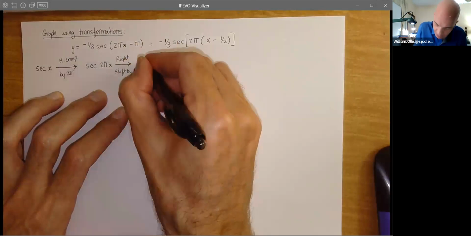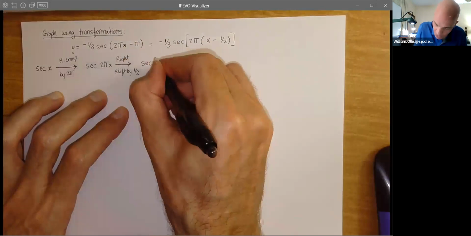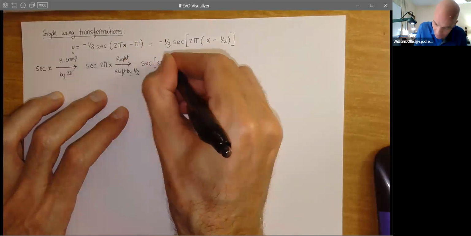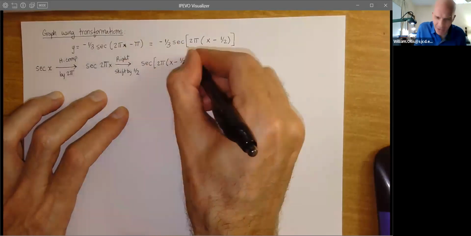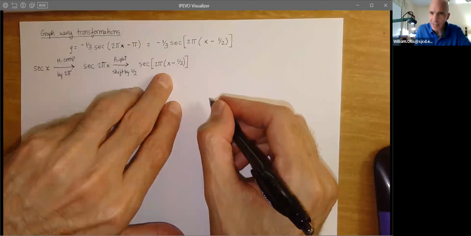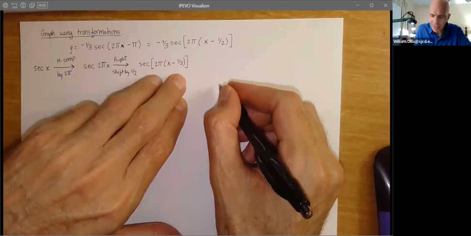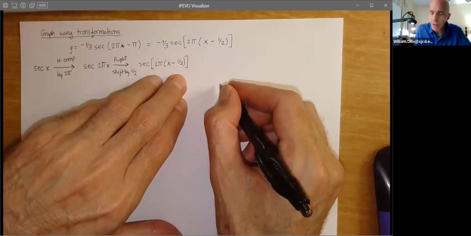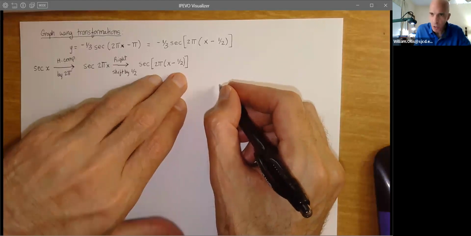So we have secant, I'll go ahead and use the brackets, 2 pi x minus 1/2. Students say, this is an interesting way to do this, Professor Ron. I said, I don't know how else you would do it if you want to understand it. I'm amazed that my techniques seem strange to people at first, but if you're actually going to teach it to someone, you need to express it in a way that makes sense. And this is so clear.